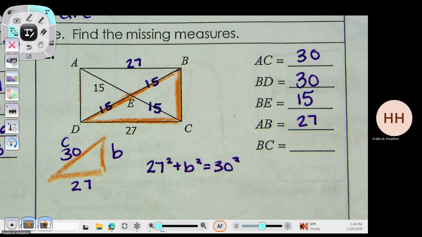Number 5. Are we doing the angle or the side? We're going to do just the sides.